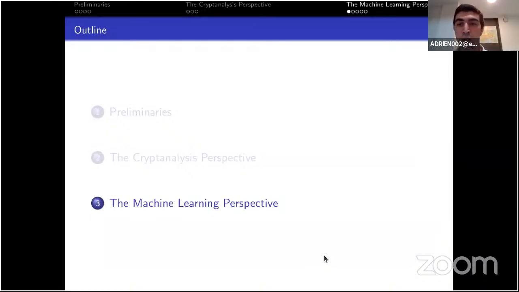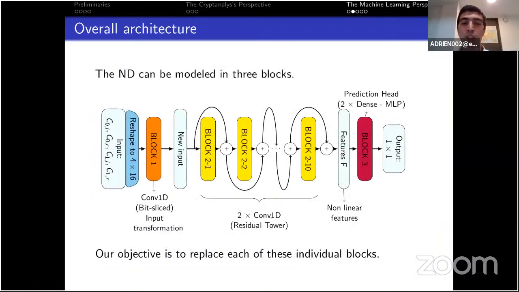Now the machine learning perspective. The neural distinguisher can be modeled as 3 blocks. Here you have the overall architecture, and here you have the inputs. The first block, a 1D CNN with kernel size 1, transforms the input. Then you have 10 layers of 1D CNN. At the end, you have the features F, which are flattened, where each element is a nonlinear function over the inputs. Then finally you have a multi-layer perceptron to map to the output.